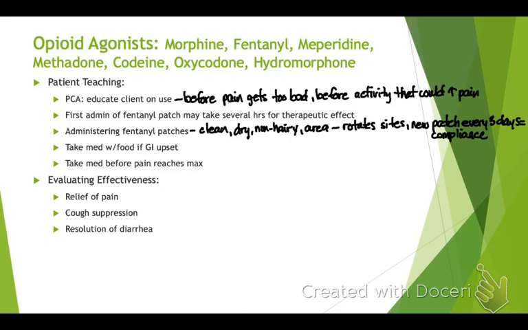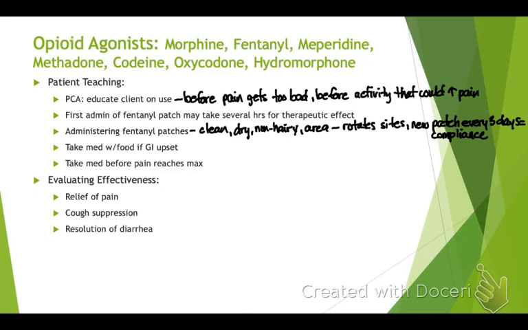When administering fentanyl patches, the area should remain clean and dry, and should be a non-hairy area. You want to rotate the sites. You want to use a new patch every 3 days, which will help with compliance as well. The advantage of using the patch is that it avoids the first pass. This will in turn increase compliance because you're not getting a lot of those symptoms or side effects.